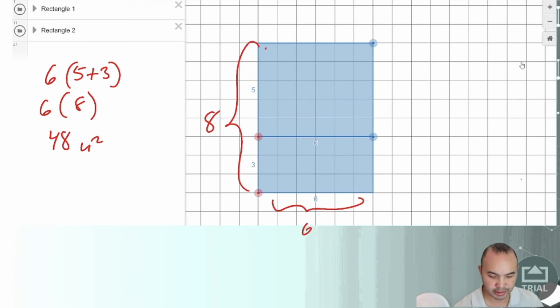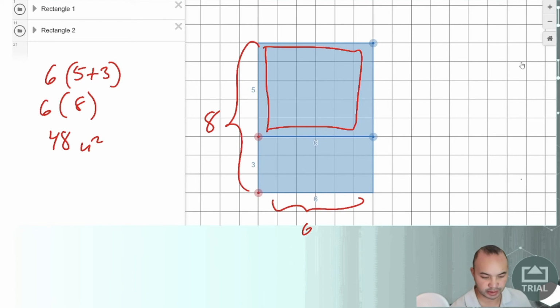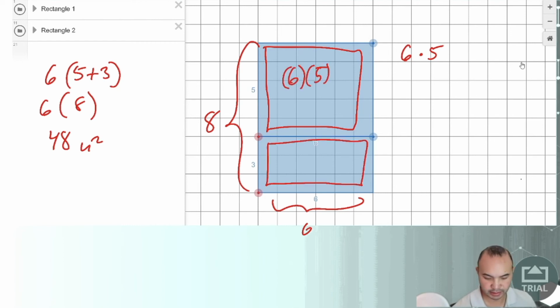If I wanted to get just this rectangle, well, that would be 6 times 5, right? This would be 6 times 5. And this rectangle here, well, I would add to whatever 6 times 5 is. This is actually 6 times 3. To get this, this is 6 times 3.